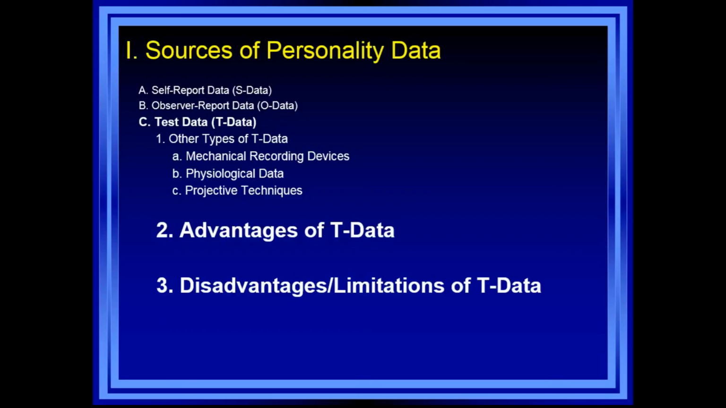Another disadvantage or limitation is because they are controlled situations, often in laboratories, sometimes they're limited in helping us see patterns that occur in everyday life. When we want to generalize from the lab to everyday life, we just have to keep that in mind, that sometimes they're limited.